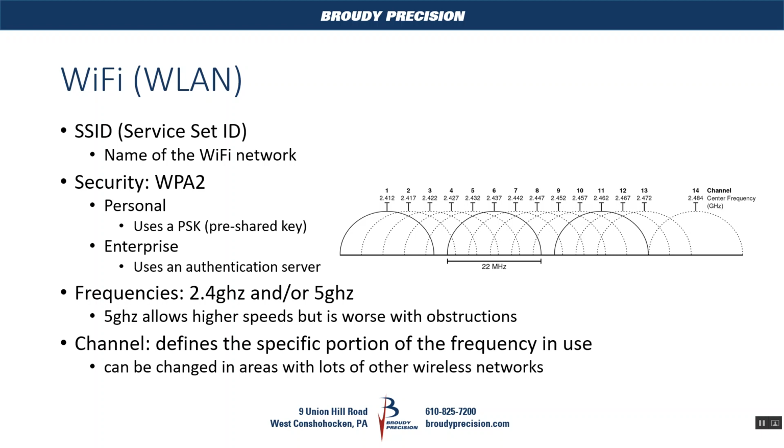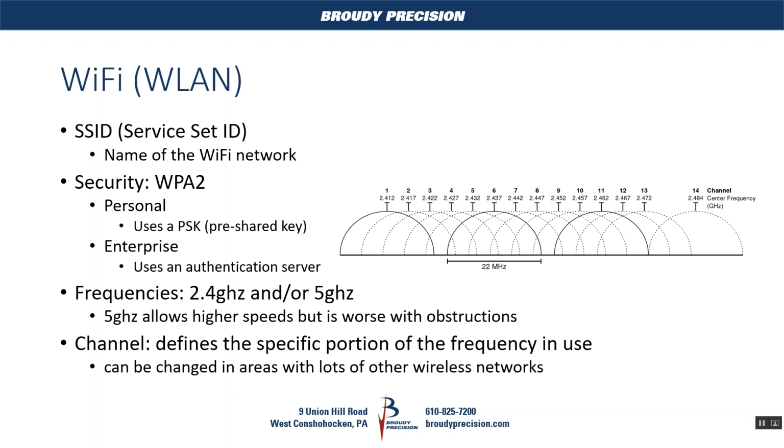Wireless uses two different frequency bands, 2.4 gigahertz and 5 gigahertz. 5 gigahertz allows higher speeds, but is much worse with obstructions. So typically, you want to have both 2.4 and 5 gigahertz, and at the very least, you want 2.4 gigahertz. With 5 gigahertz inside of a building, you're much more likely to run into issues, because things like walls will definitely cut down on your ability to connect over 5 gigahertz.